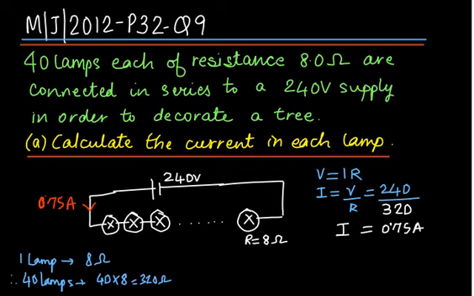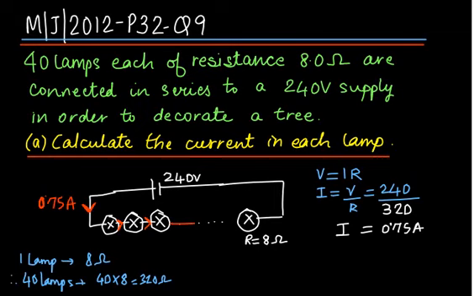So this is 0.75 amps. So we have calculated the current in each lamp. And why am I saying in each lamp? Just now I explained to you the current in the series circuit is the same. So if 0.75 is passing from here, the same 0.75 goes from here. The same current enters this lamp.